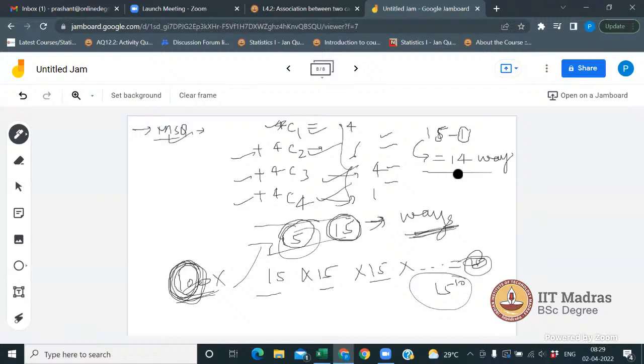Got it? Okay. Suppose you have 15 ways, you can answer that question in 15 ways, and only one way will be correct out of those 15 ways. That means the remaining 14 ways are wrong.